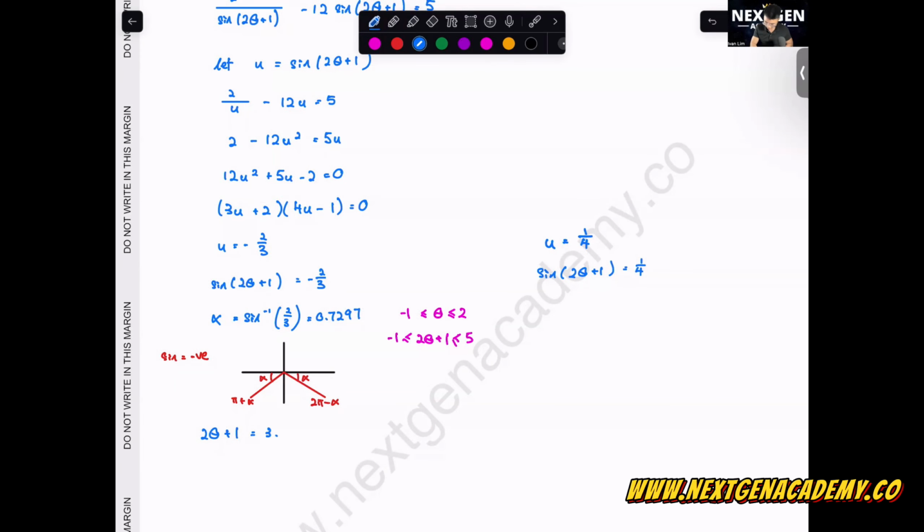Wait a minute, let me see. Plus 297. 3.871. Then 2 pi minus alpha, we will get 5.553. We calculate for 0 to 2 pi first.